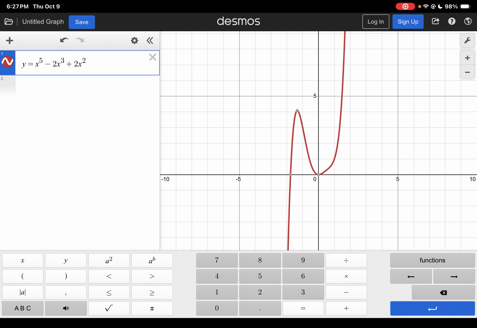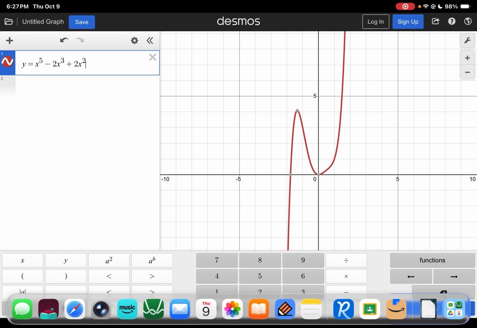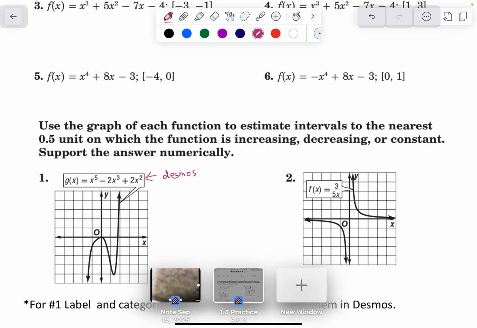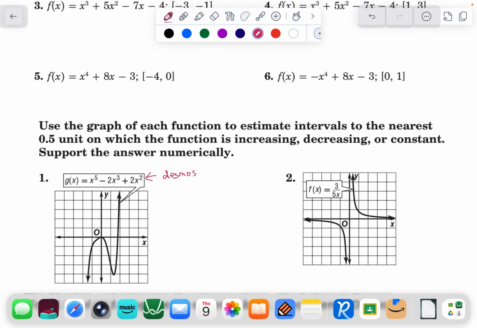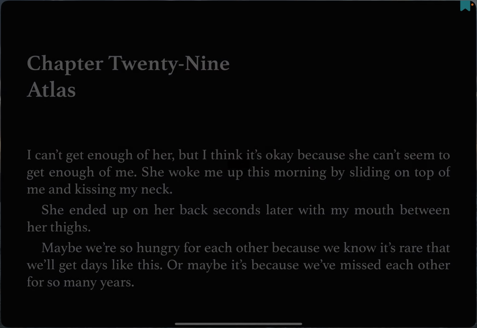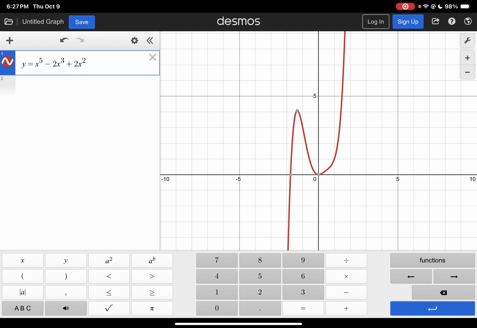See how the function they gave in the graph? Let's make sure I wrote it down right. Let's look one more time. Let me go back to Notability. x to the fifth minus 2x cubed plus 2x squared. And you see how the graph doesn't match. The shape is right, but it's not quite in the right spot. Oh, that's Desmos. Anyway.